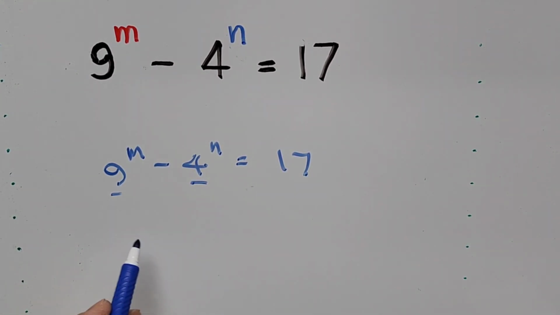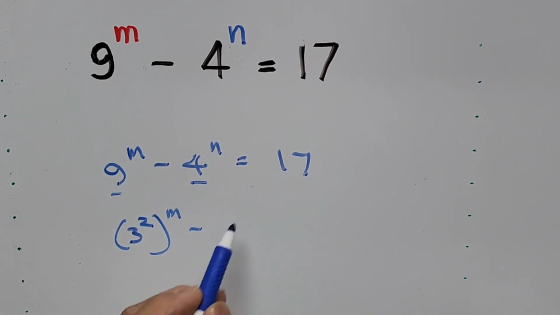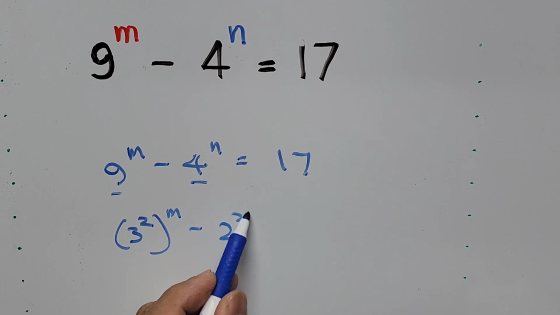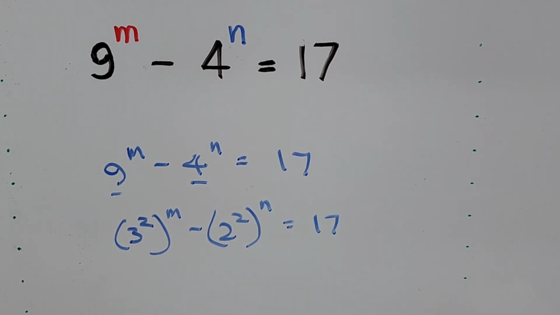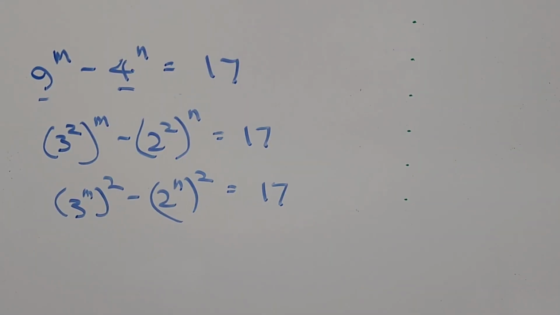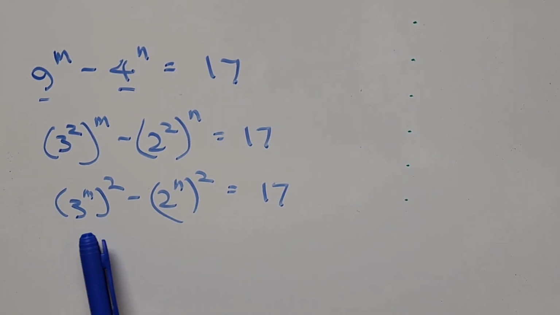So 9 can be written as 3 squared to the power of m, minus 2 squared to the power of n, equals 17. And this can be written the same way also as 3 to the power of m, squared, minus 2 to the power of n, squared, equals 17. And if you notice, these two terms on the left are the difference of squares.